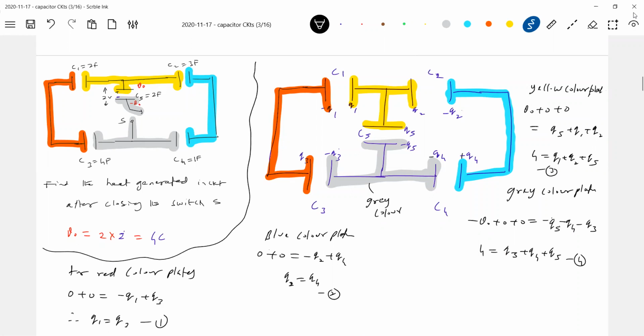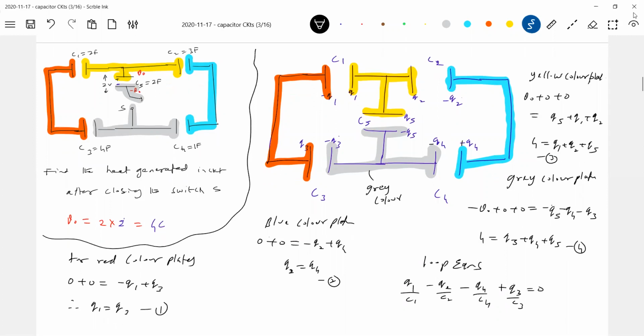So we'll write one loop equation, and we'll get the required answer. So loop equation. Next, we'll write the loop equation. So the loop equation will be, I'll start with Q1 by C1 minus Q2 by C2 minus Q4 by C4. If you want, you can also bring in Q5.